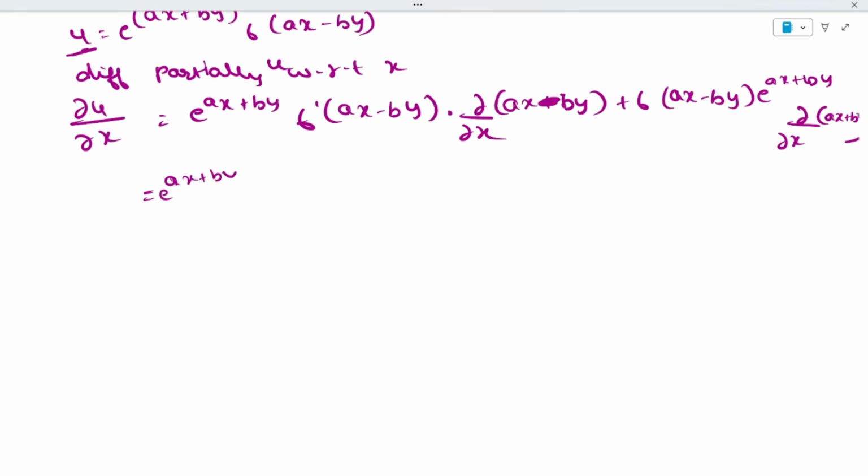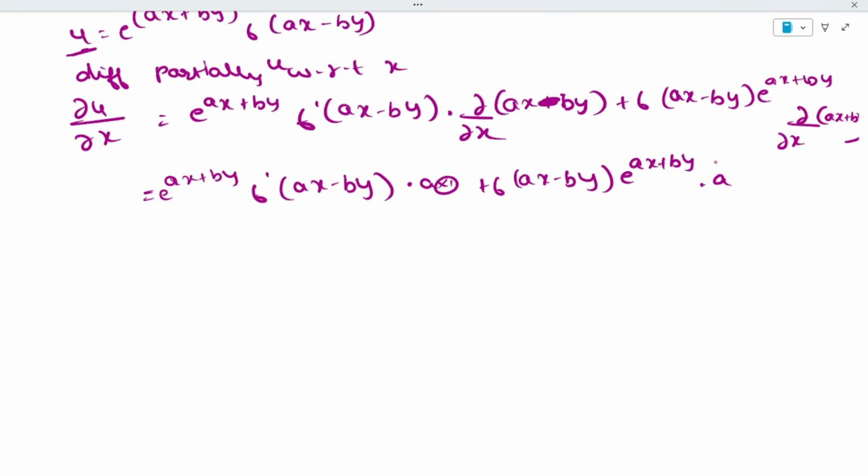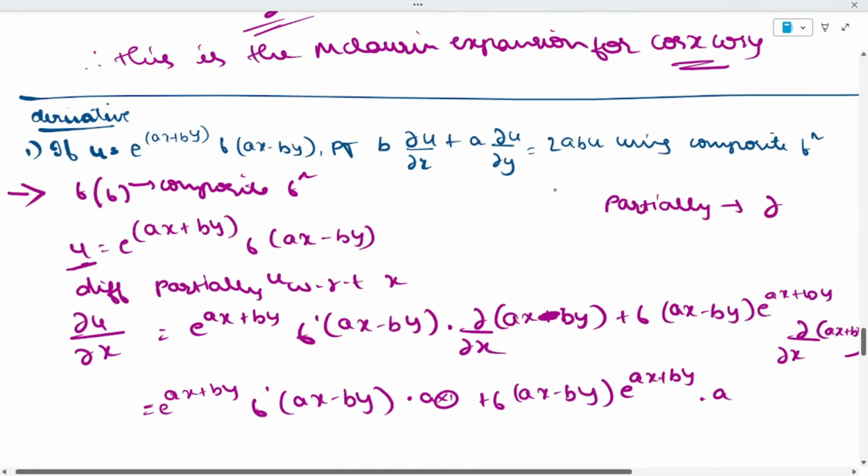Now you can substitute. See, f dash of ax minus by will be as it is into a, that is with respect to x. The other term will become 0, and with respect to x the derivative will be a into 1, that will be equal to a only. And next will be plus f of ax minus by, e power ax plus by into a again. This is del u divided by del x, with respect to x you are doing. Now again see what they have asked: a into del u by del x is 2abu.